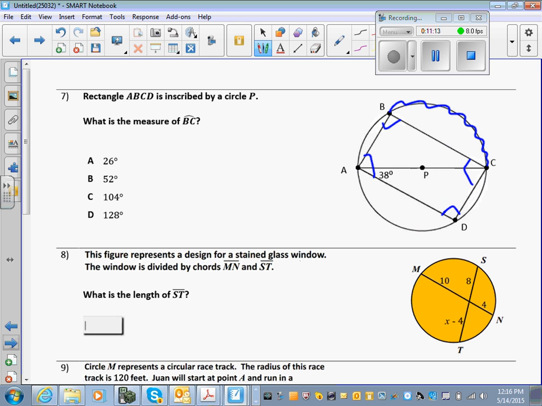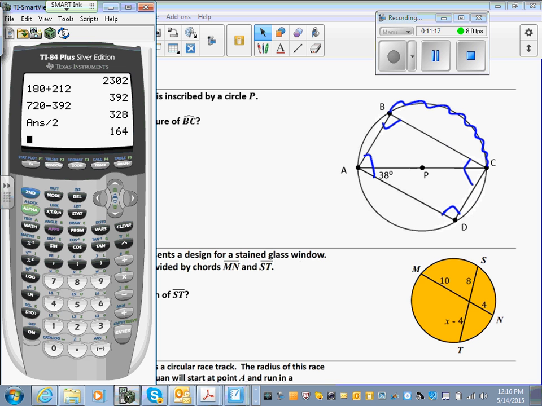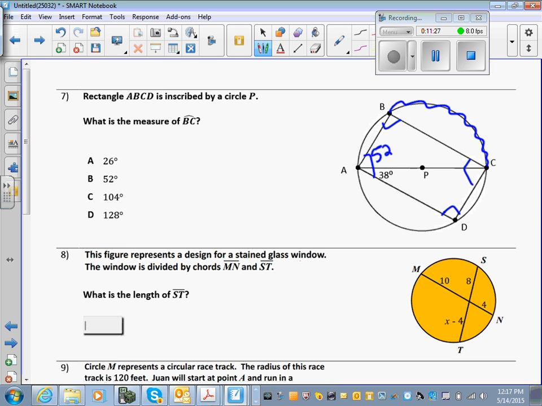If I know this is 38, I have to do 90 minus 38 to find the missing angle. Okay, so that will give you 52. Then I know this is going to be 52. And since this angle is the inscribed angle of BC, to find BC, I need to do 2 times 52, and you'll be able to find the answer.